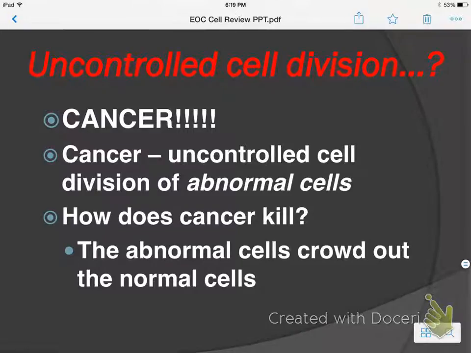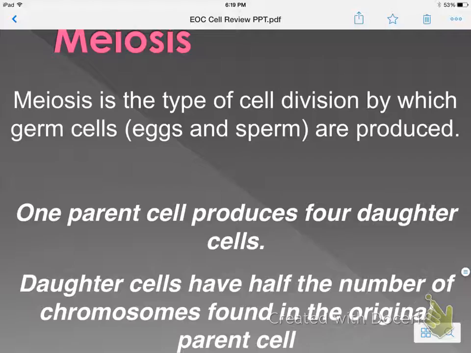So uncontrolled cell division results in cancer. Cancer is just uncontrolled cell division, but of abnormal cells. And how does it kill? The abnormal cells crowd out the normal cells.